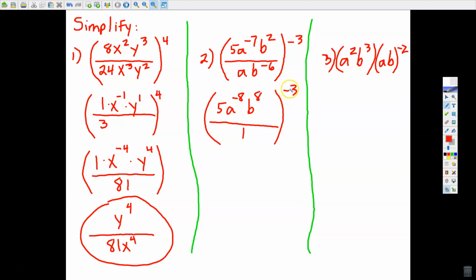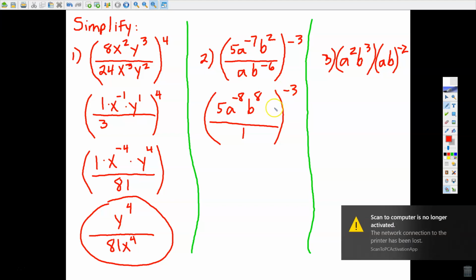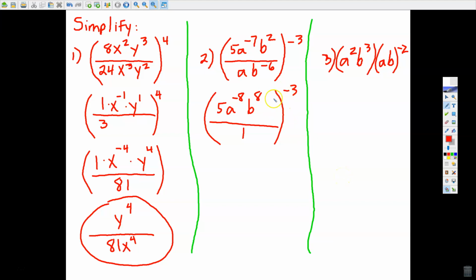Okay, now I'm going to take care of the negative exponent on the outside. And the way I do negative exponents, if I want to change them to positive, is I just flip over or write the inverse of the fraction that's below it. So I'm going to flip over this fraction. Just like it looks, it's just going to be flipped over. And once I've flipped the fraction over, I can now change this exponent to positive.